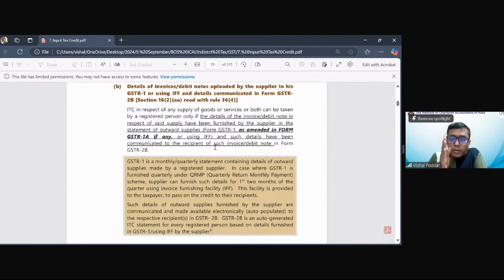So the point is that now this condition requires that there has to be month-on-month matching. The supplier should show his sales, then only you get the ITC, because only then this purchase becomes a confirmed purchase from your end. Is this clear? Whatever I've explained on this entire point, anybody has any questions or doubts, please feel free to ask.